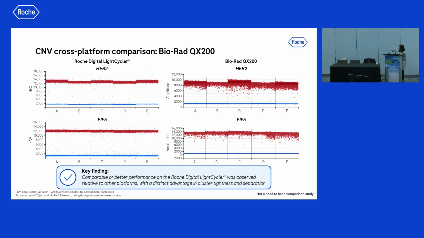Oh, I did want to note, just to make sure that it's a fair comparison, that in the actual evaluation design, because we saw this inter-assay issue with duplexing on the other platforms, for the evaluation studies, the Roche Digital LightCycler HER2 EIF5 duplex was done as a duplex in a single reaction, whereas on the other platforms that were looked at, they were done as single-plex reactions, because we knew that there was going to be an issue with duplexing them together. So I just wanted to point that out.